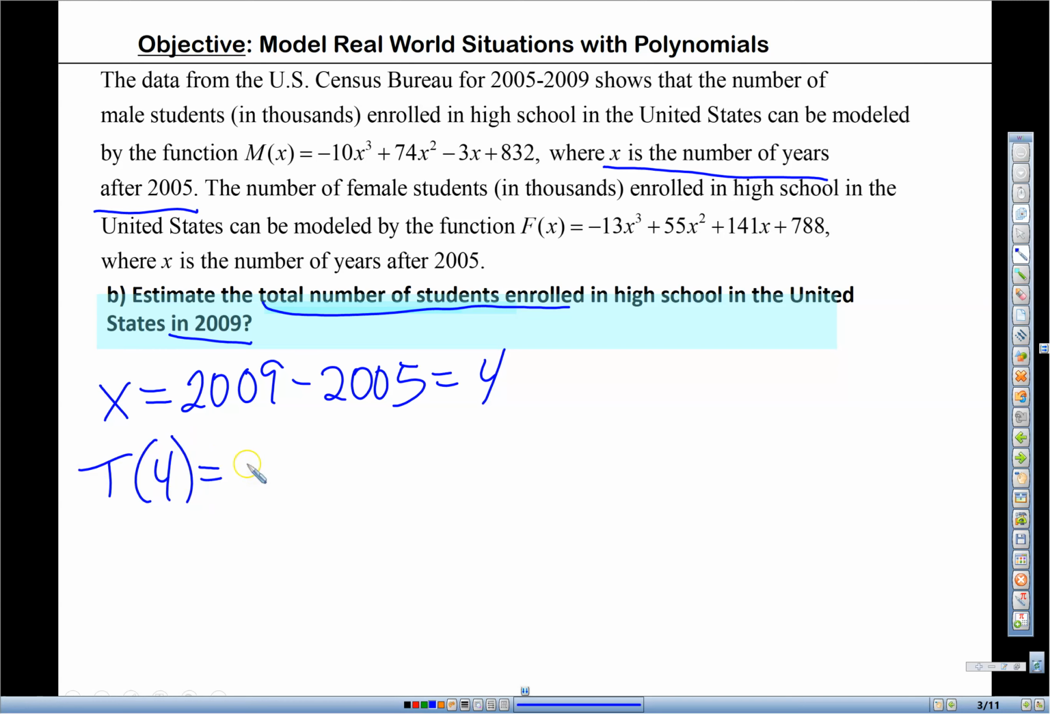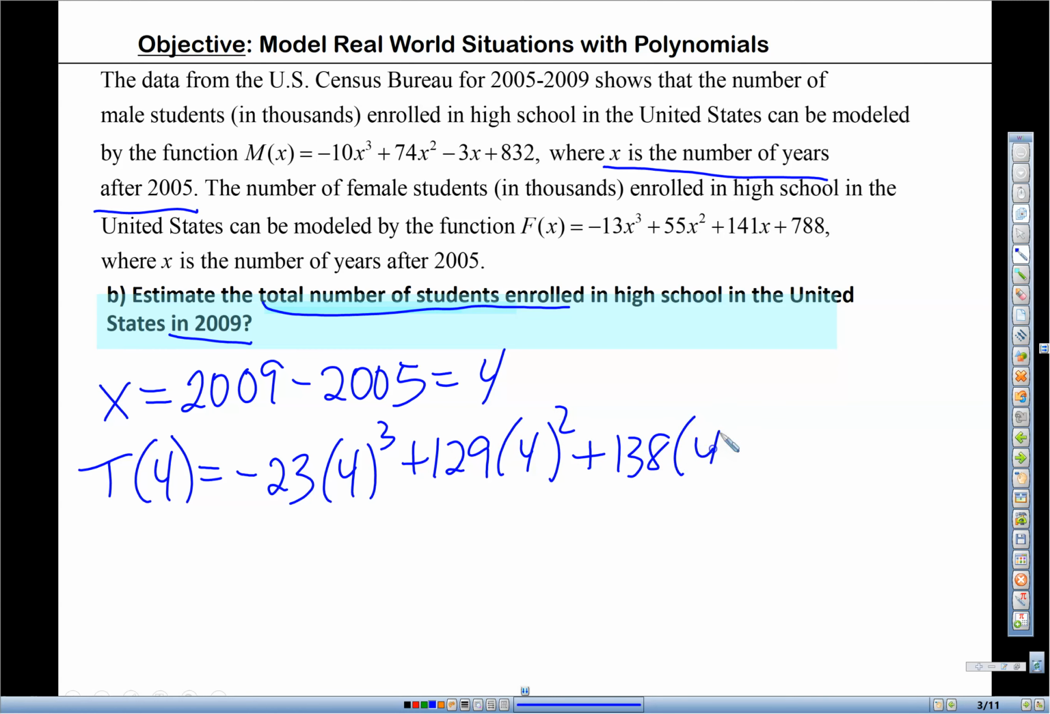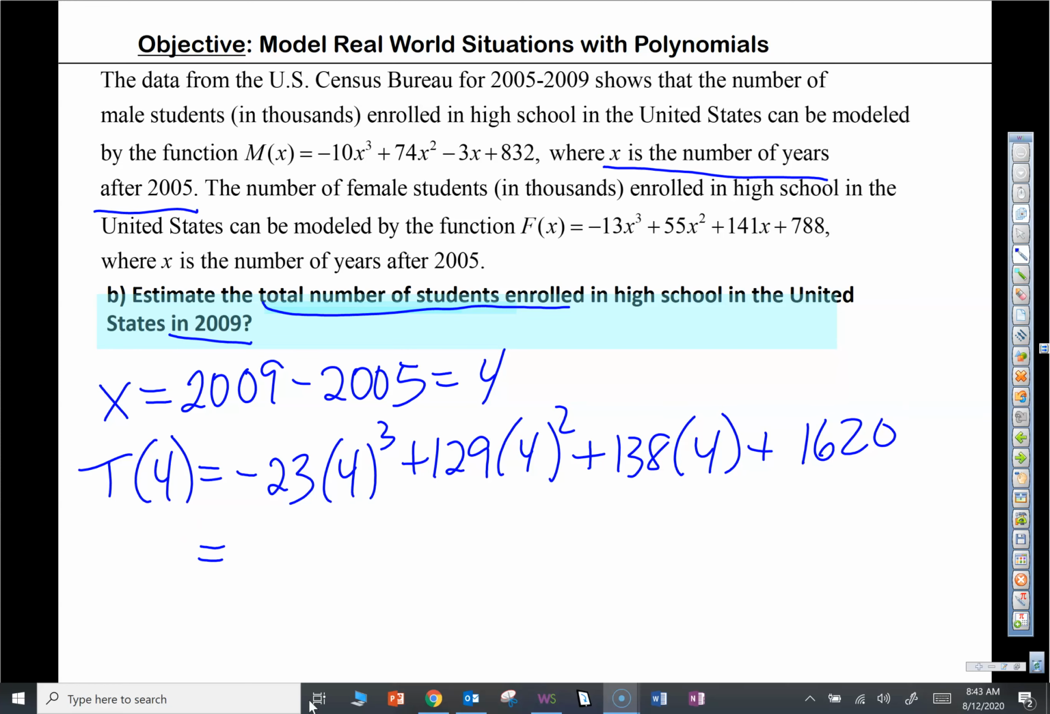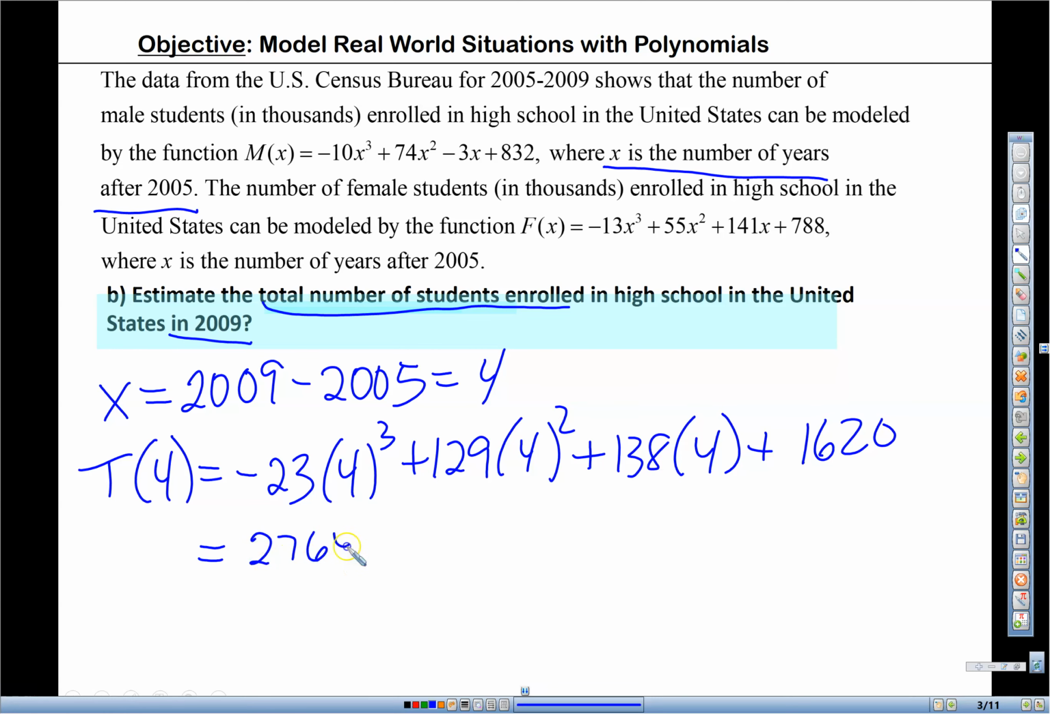So t of 4 is going to give us negative 23 times 4 to the third power plus 129 times 4 squared plus 138 times 4 plus that 1,620. And so now we can use our calculator to help us speed up this process. Hopefully you're doing this with me to test your calculator skills and make sure that you know how to put everything into the calculator to get the right answer. So hopefully if you're doing this with me, you came up with 2,764.